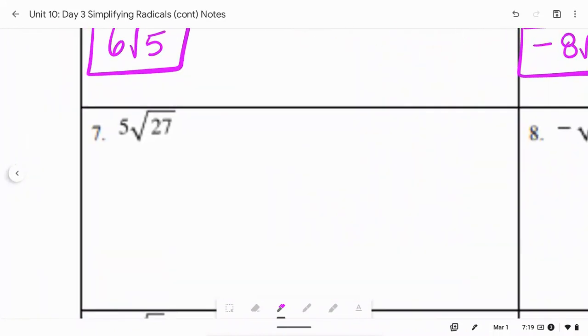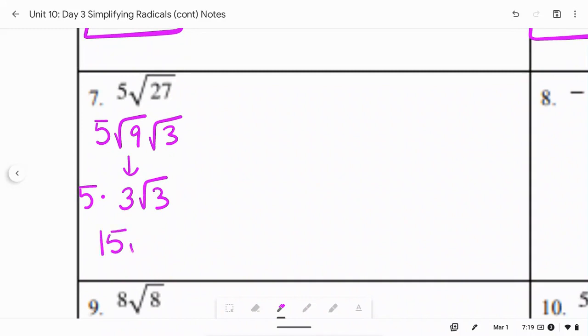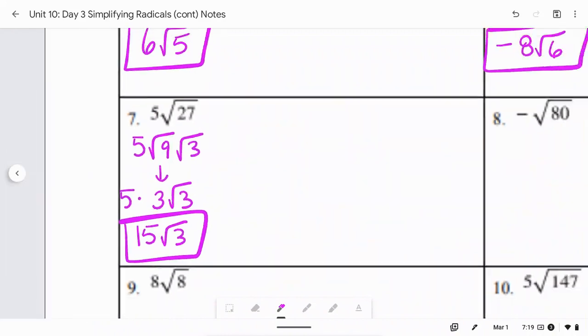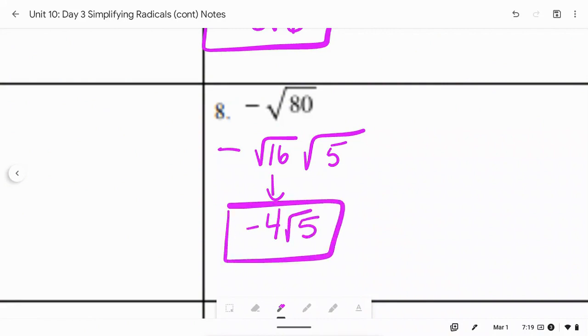In example 7, breaking down the square root of 27, you can do 9 times 3. The square root of 9 becomes 3. Bring down the square root of 3 and then multiply that 3 by the 5 in front. So you end up with 15 square root 3 as your final answer. In example 8, I'm going to break down the square root of 80, and the largest perfect square number I can divide 80 by is 16 times 5. The square root of 16 just becomes 4, and then bring down the square root of 5, and then put that negative sign in front. So I get negative 4 square root 5.